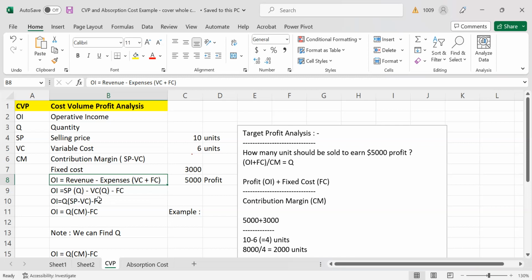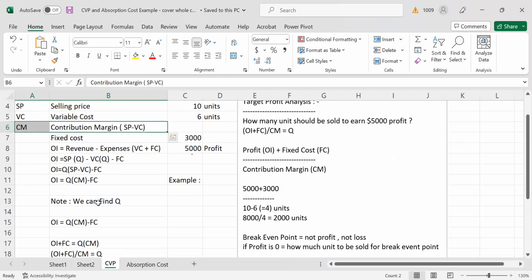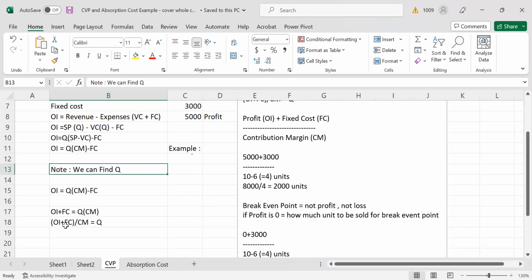So here, SP the selling price times the quantity, minus variable cost times the quantity, minus fixed cost. Here I have taken Q as common: Q times SP minus VC, minus FC. And we know that SP minus VC is CM. So OI equals Q CM minus FC. In this way, we will be able to calculate Q. So we can find Q.